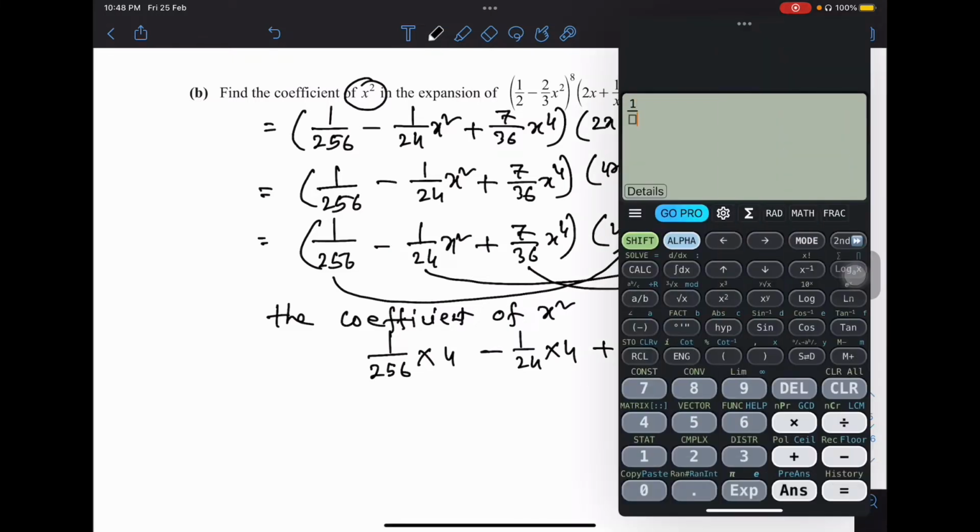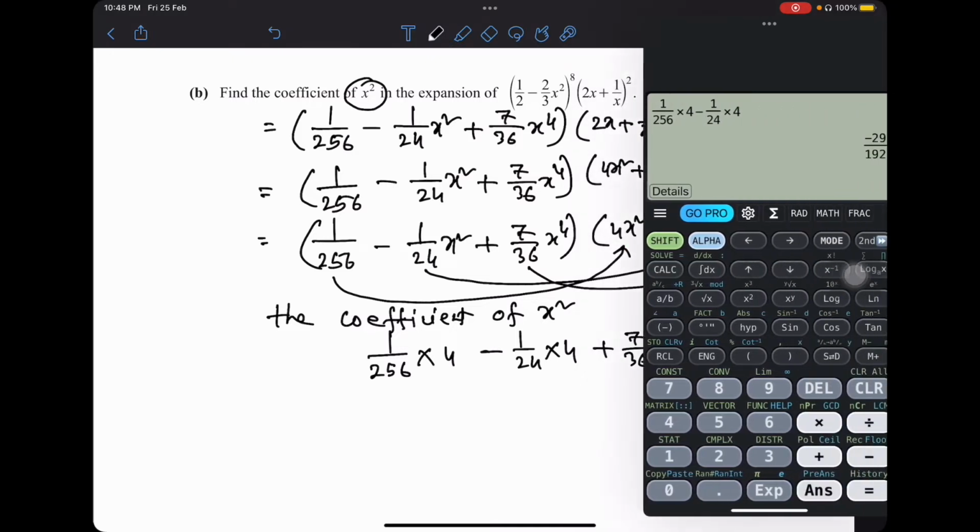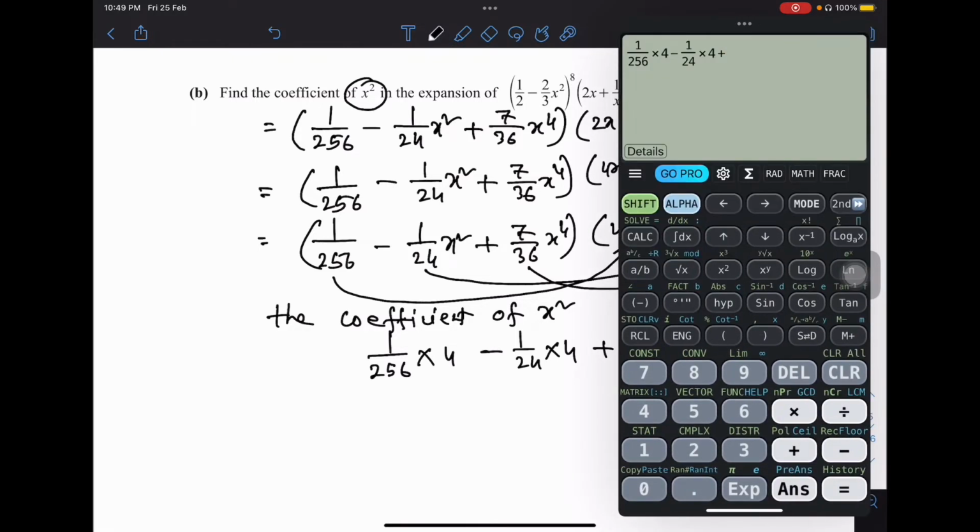Now 1 over 256 into 4 minus 1 over 24 into 4 plus 7 over 36. So this is 25 by 576. So let me write the answer here. 25 by 576.